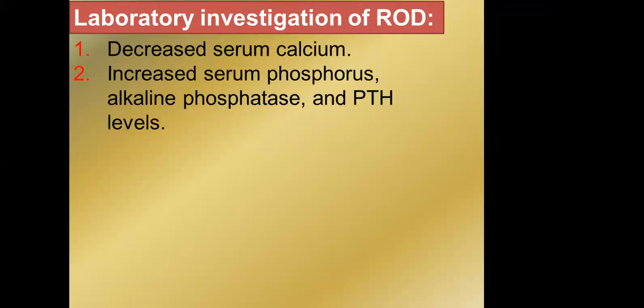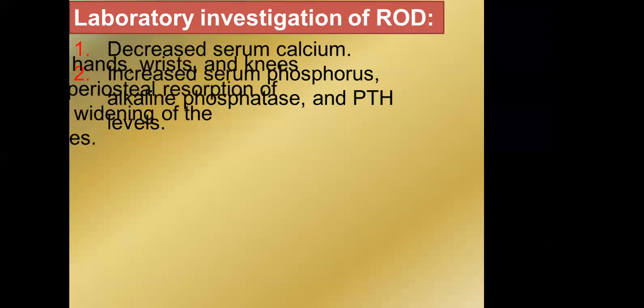What are the laboratory findings of the patient with renal osteodystrophy? Decreased serum calcium because of hypocalcemia due to the decrease in the active form of vitamin D, 1,25 dihydroxycholecalciferol, and increased serum phosphorus due to bone resorption and decreased compensatory phosphate excretion due to renal damage. Alkaline phosphatase is high due to hyperactivity of the bone, and parathyroid hormone is increased due to secondary hyperparathyroidism.